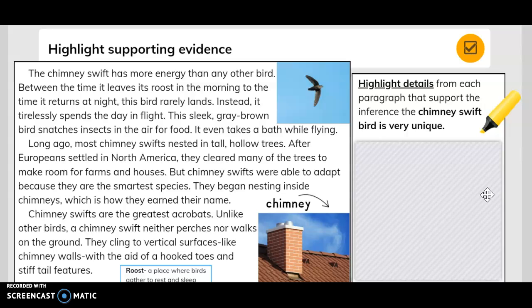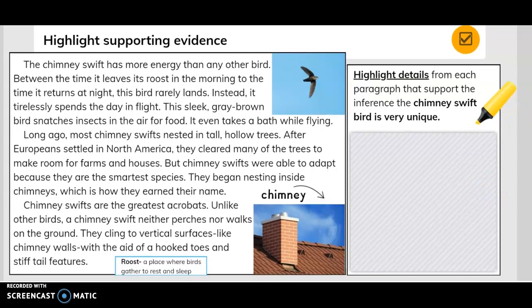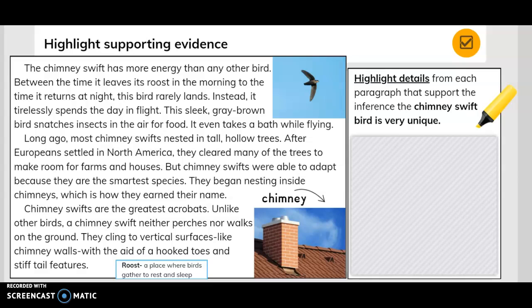Chimney swifts are the greatest acrobats. Unlike other birds, a chimney swift neither perches nor walks on the ground. They cling to vertical surfaces like chimney walls with the aid of hooked toes and swift tail features. Roost means a place where birds gather to rest and sleep.